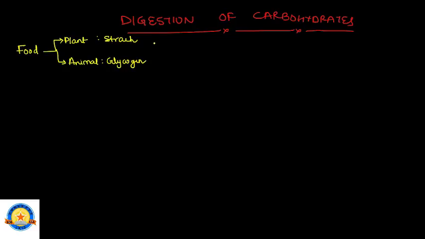What are they? They are mainly polysaccharides. So in the food, plant products are there, animal products are there. Plant products, I am talking about rice, wheat, barley, etc., mainly comprise starch. Animal products like meat and egg mainly comprise glycogen. Now these are polysaccharides.